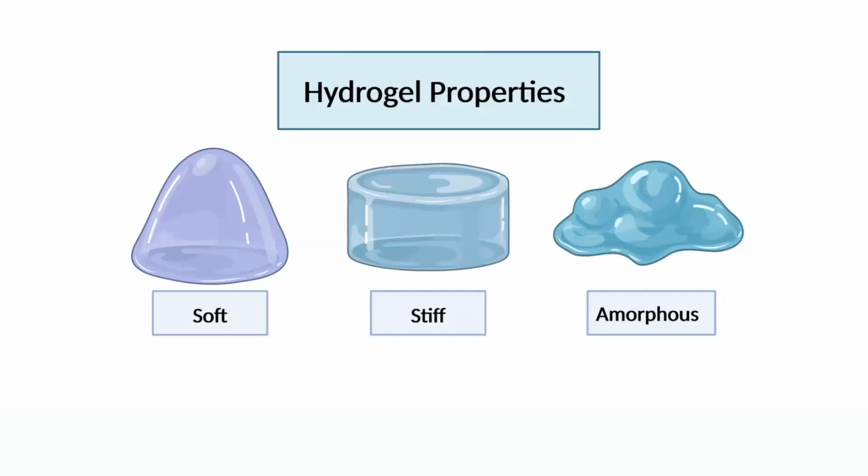When making hydrogels, their mechanical properties can be varied by changing the number of polymer crosslinks. For example, reducing the number of crosslinks would result in a soft or amorphous hydrogel. However, increasing the crosslinks would produce a stiff gel. Overall, the ability of a polymer chain to form a crosslink network will ultimately determine the properties of a hydrogel.